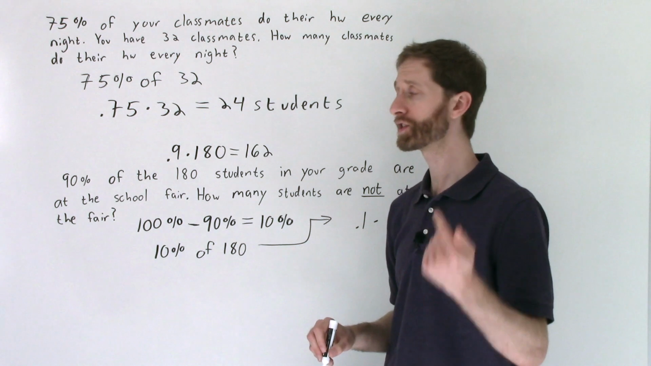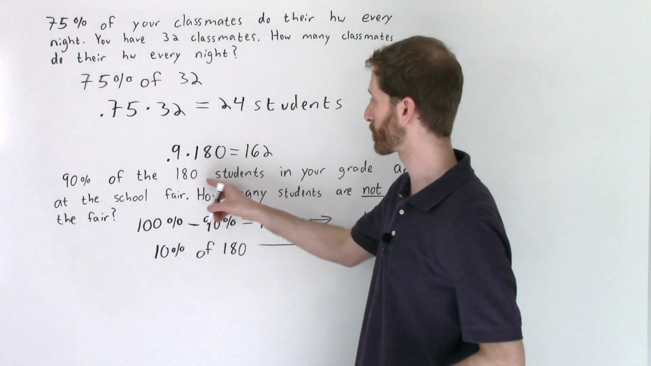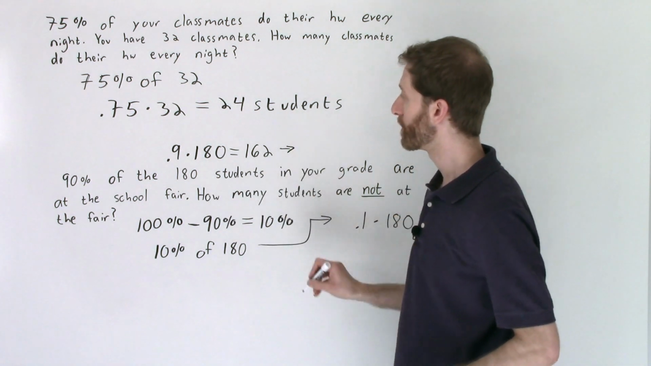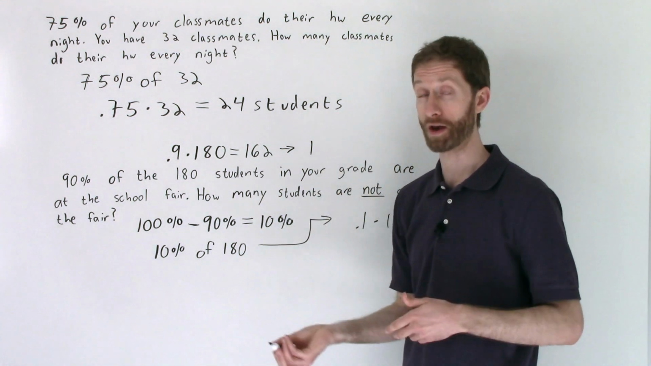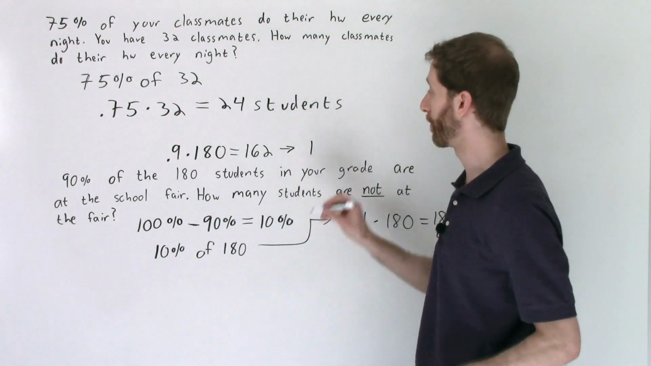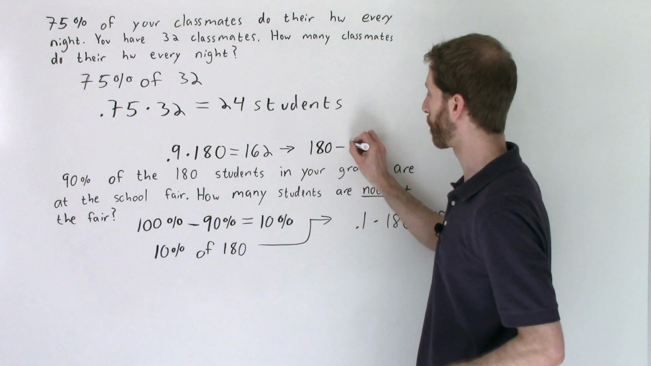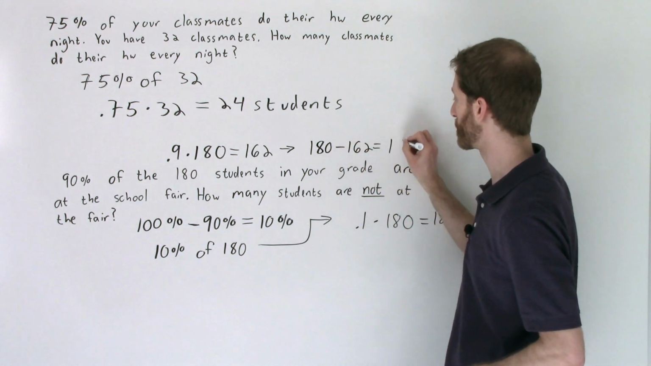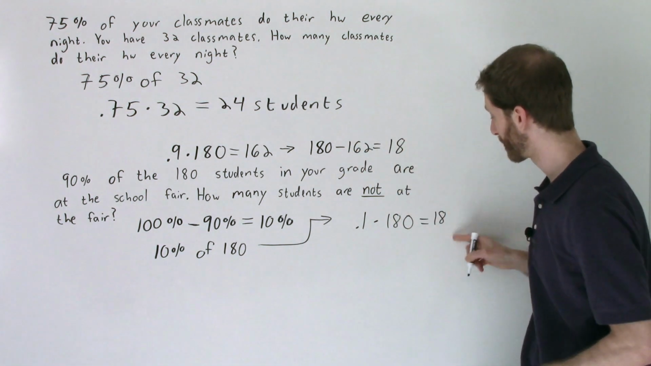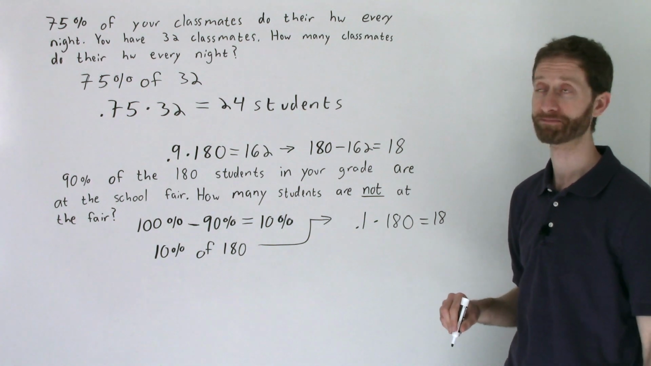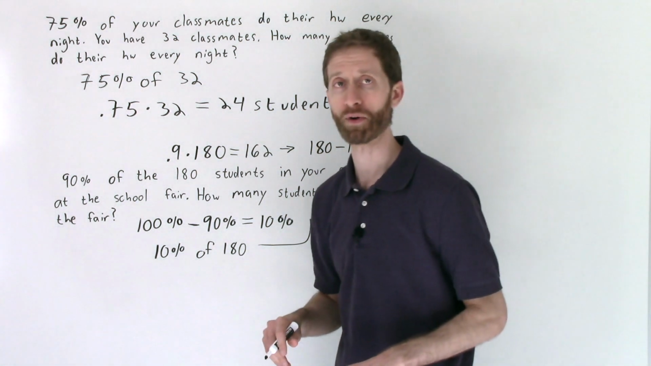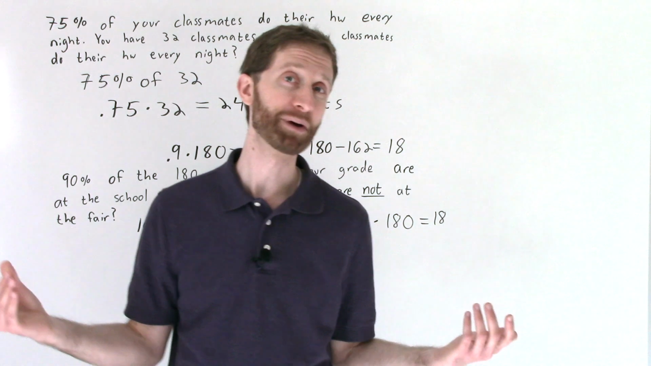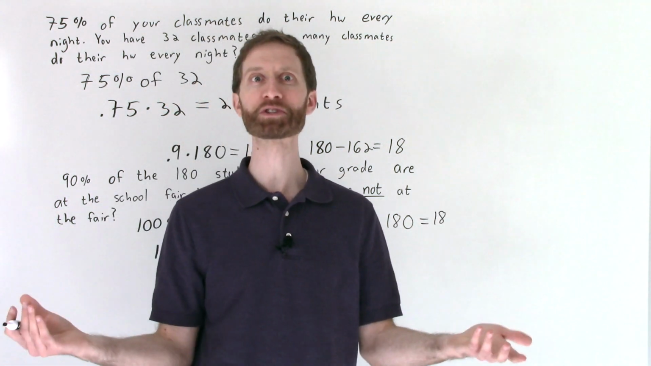Well, if there's 162 students that are at the fair and there's a total of 180, then I'm going to subtract from that 180 the 162, and that'll give me how many aren't there. 180 minus 162, which is 18. And you'll notice that's the same answer that we got right there. So a slightly different way of solving that problem. I like the first way, but both ways work. Now go do some percent word problems.